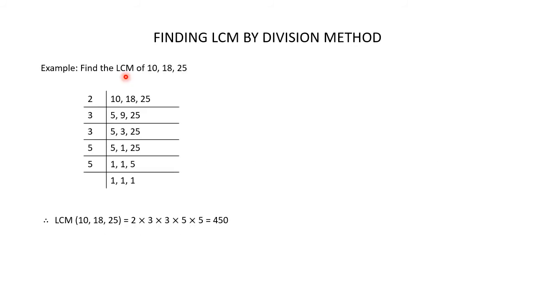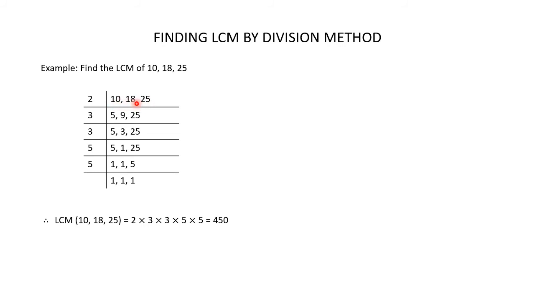Let's find the LCM of 10, 18 and 25. First write 10, 18 and 25 in a horizontal row and separate them with commas. Now divide these numbers by 2 first.